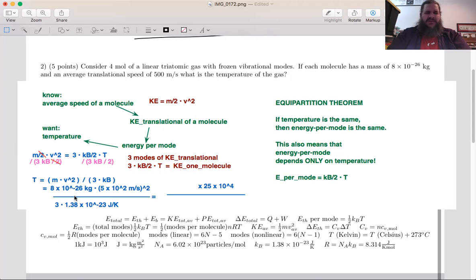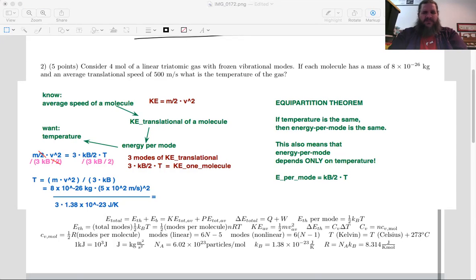Like 8 times 10 to the negative 26, I wouldn't want to write that out as 0 point lots and lots and lots of zeros followed by an 8. I would just write it as 8 times 10 to the negative 26. So 8 times 10 to the negative 26 times 25 times 10 to the negative 4. And what are the units there? If you've got kilograms times meters squared per second squared, what does that combine to? What do we call kilograms meters squared per second squared?